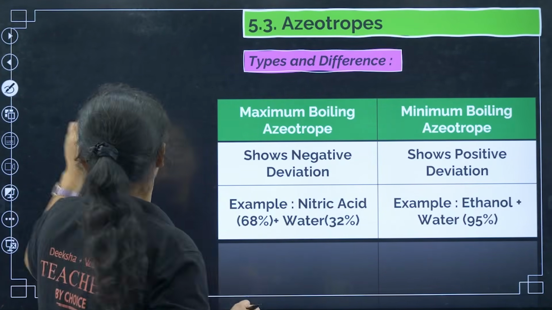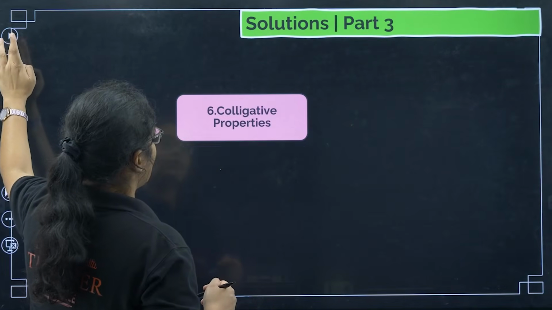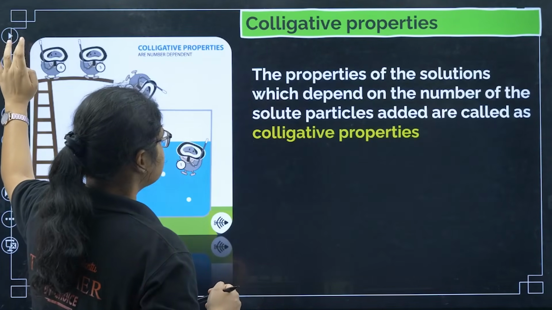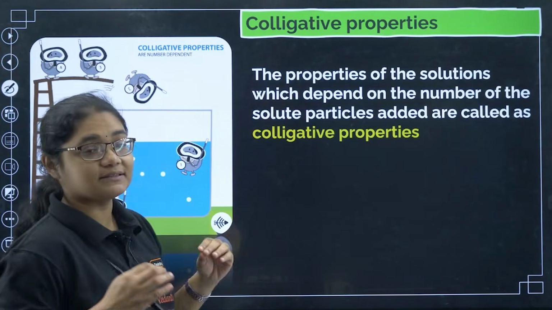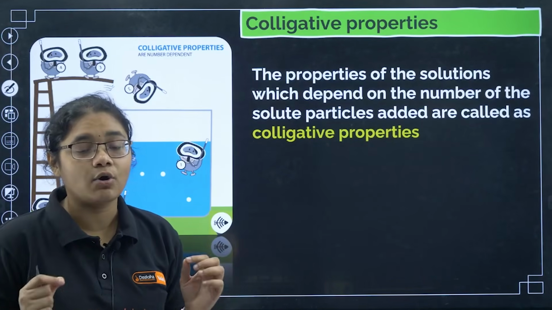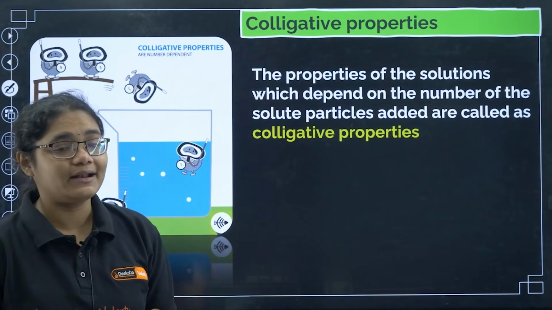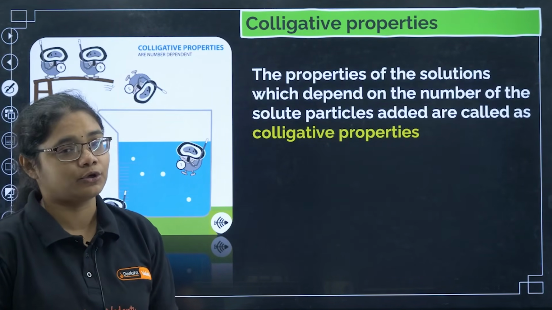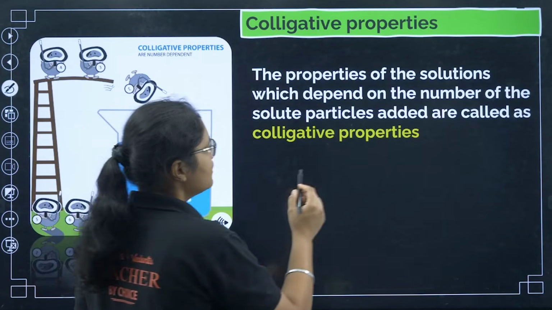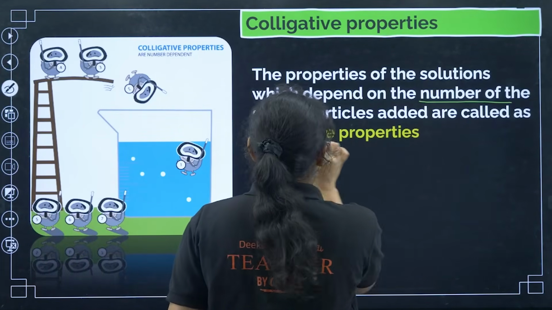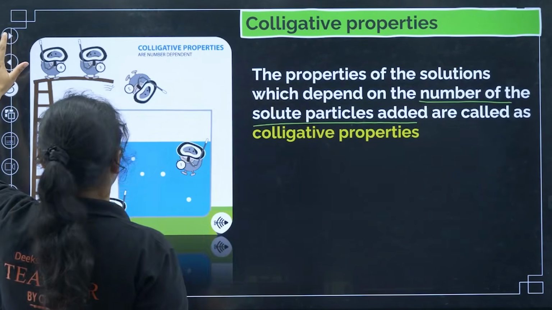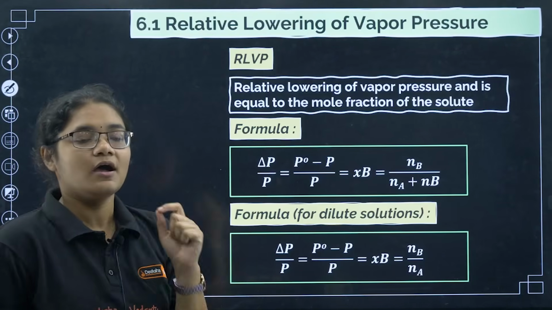Then we will go to the next important topic, that is colligative properties. So what is colligative properties? These are those properties which depend on the amount of solute added irrespective of the nature of the solute added. It depends on the number of solute particles added. So there are 4 colligative properties. You have to know their formula.